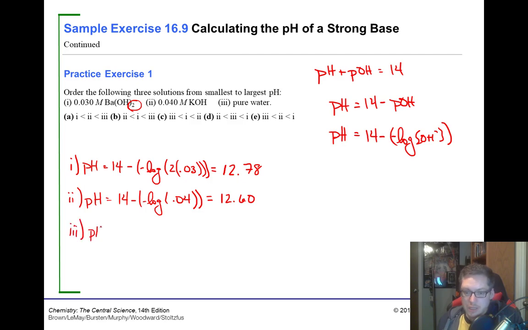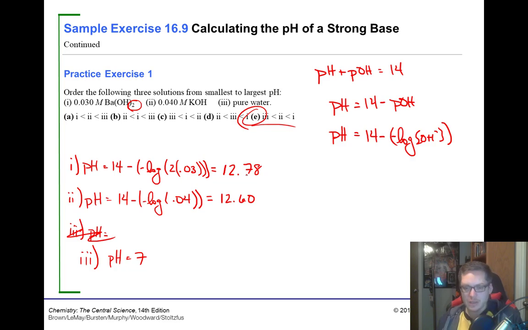And then 3. Oh shoot, why am I even doing that? We know 3 is going to be equal to 7 because it's pure water. So our pH is going to be equal to 7. Nice. Okay, so smallest to largest pH. Smallest pH is 3, so we're looking for a 3 in the front. We've got E and C as options, so it goes 3 and then 2 and then 1, so it's got to be E.